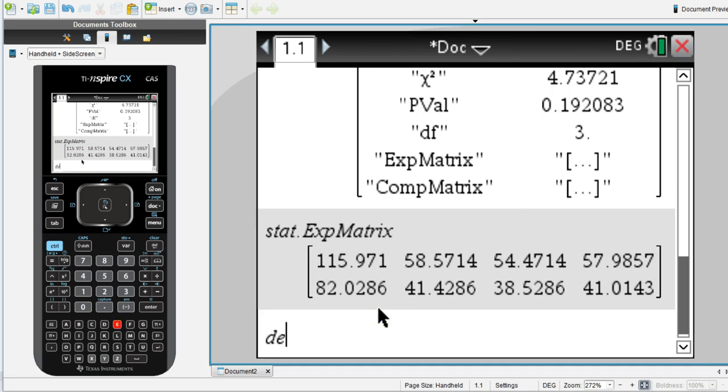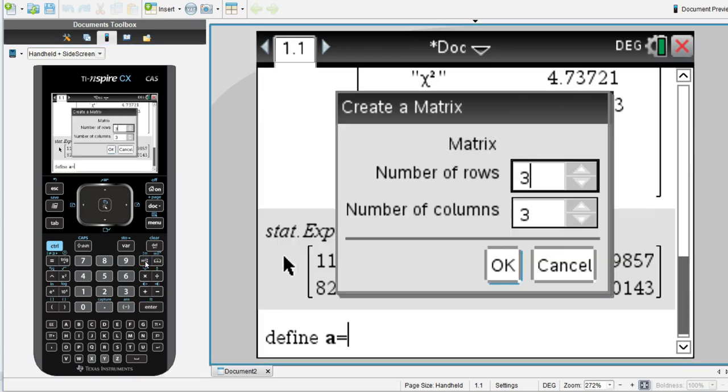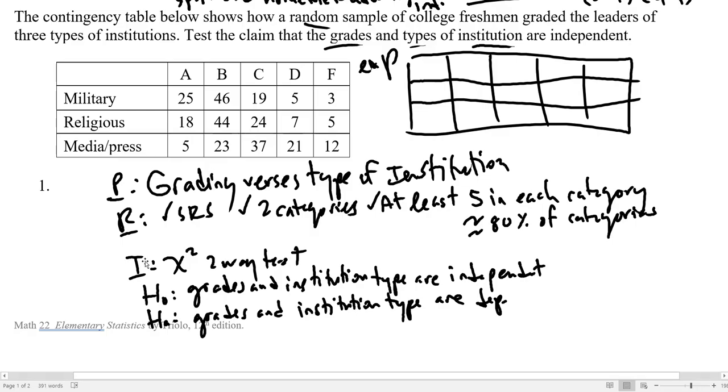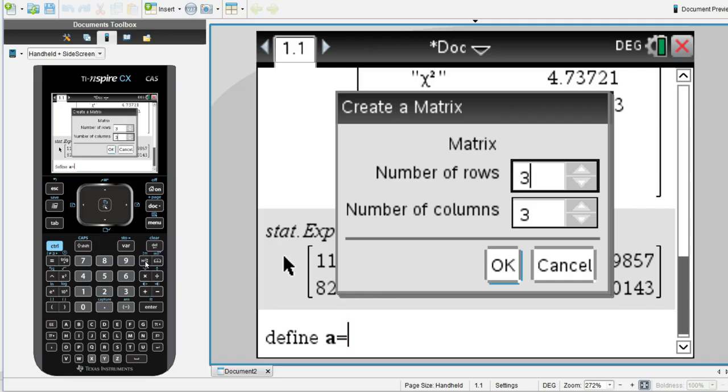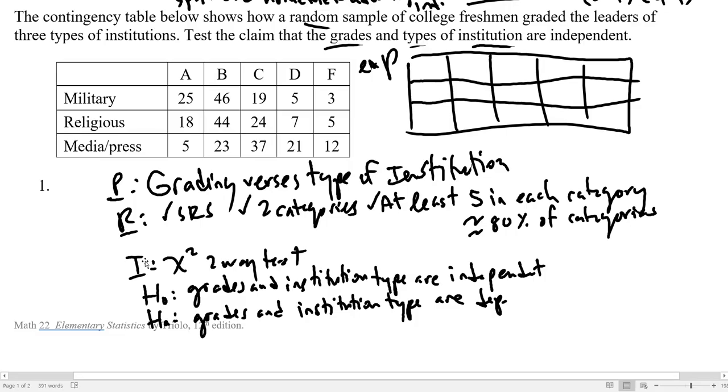Define. That command is in there somewhere in the rules. I just know how to type it in. So define A is equal to, so we're going to redefine A as a matrix. That's this button. Select the big old 3 by 3, and what did we say here? It has 3 rows by 5 columns. Okay, and let's start filling in these numbers.